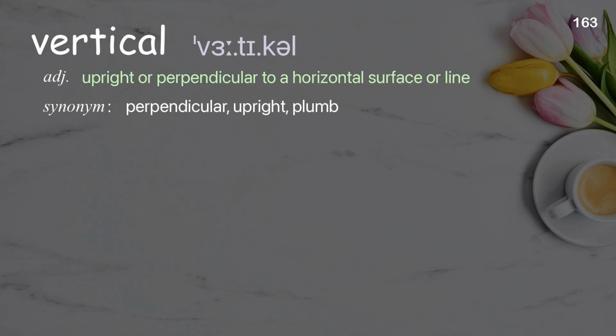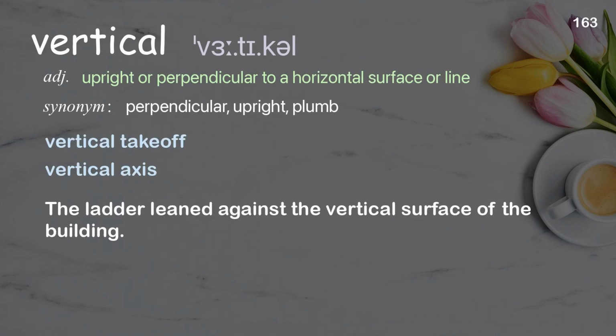Vertical: Upright or perpendicular to a horizontal surface or line. Examples: Vertical takeoff. Vertical axis. The ladder leaned against the vertical surface of the building.